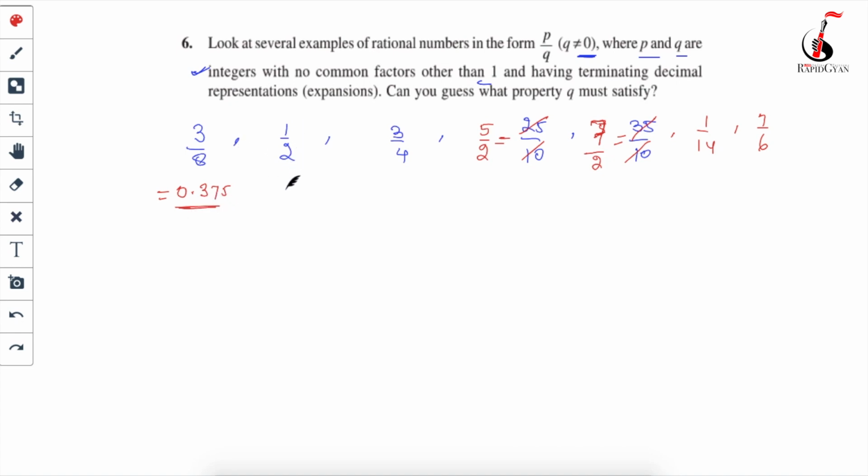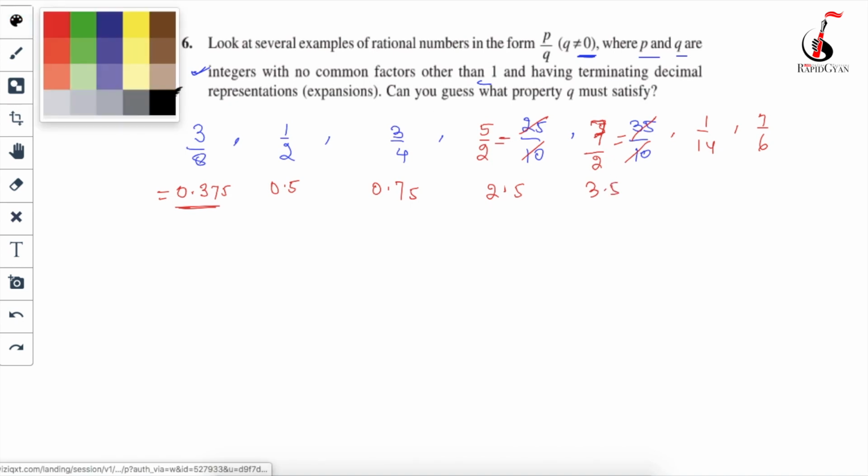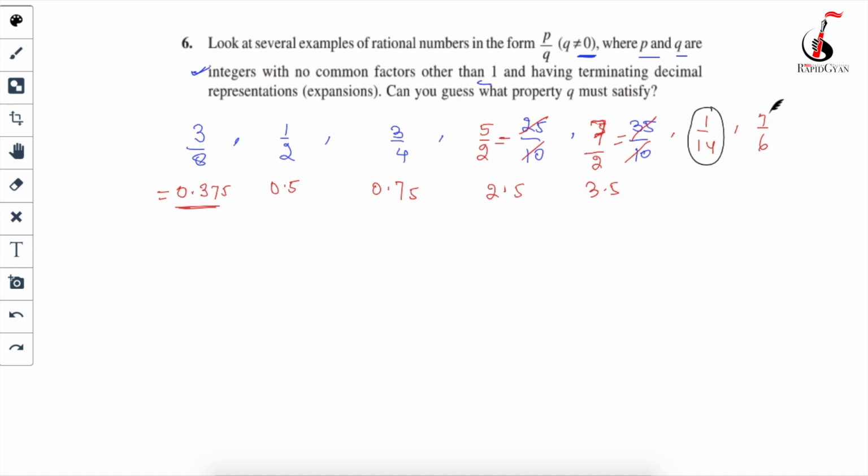If you are going to divide 1 by 2, what will you get? You will get 0.5. Okay, if you divide 3 by 4, you will get 0.75. If you divide this, you will get 2.5, and if you divide this, you will get 3.5. But at the same time, if you divide this or this, your answer will be non-terminating and repeating, and in this case also it will be non-terminating and repeating. If you want to check, just go ahead, divide it and check it.